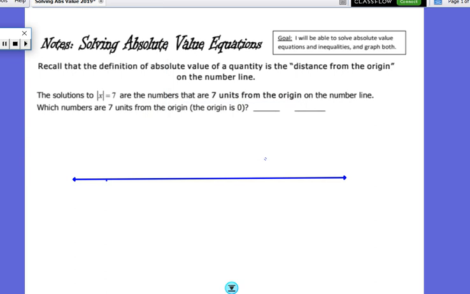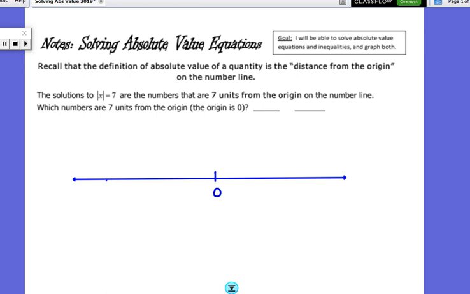All right, we're going to be solving absolute value equations today. Recall that the definition of an absolute value of a quantity is the distance from the origin on the number line. So the solutions to absolute value of x equals 7 are the numbers that are 7 units from the origin on the number line. So 7 units from 0. So which numbers are 7 units from the origin?